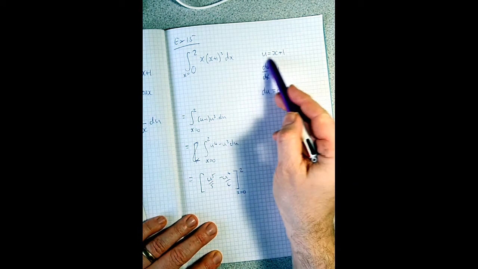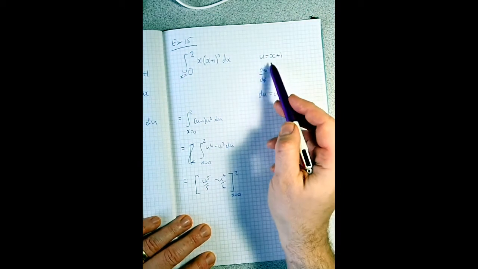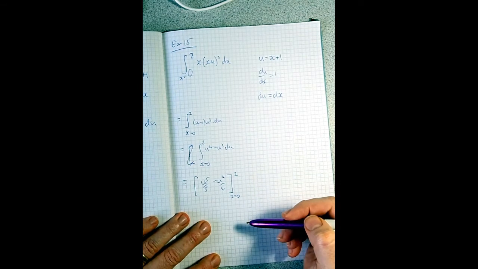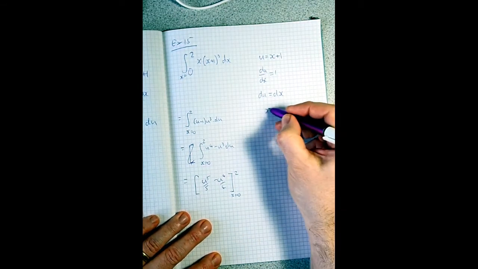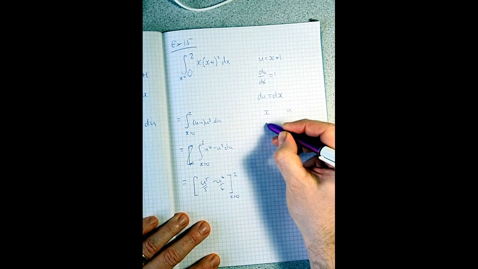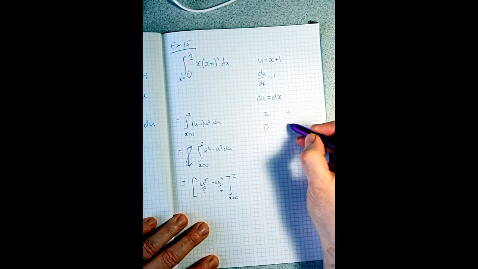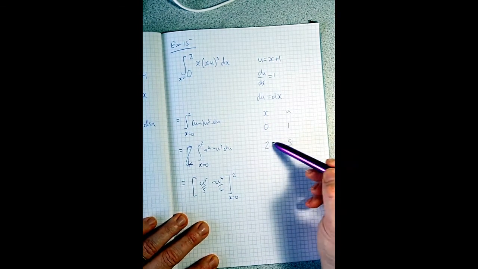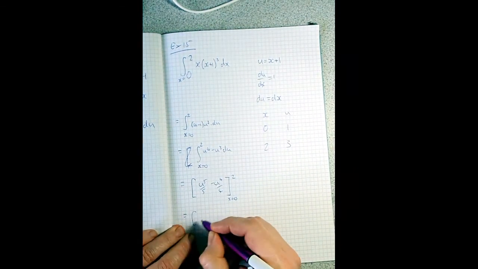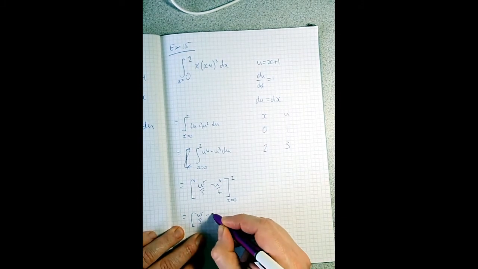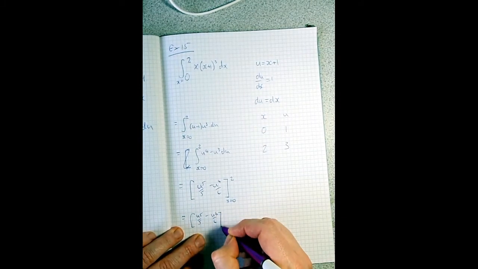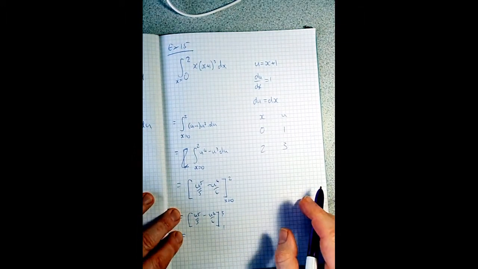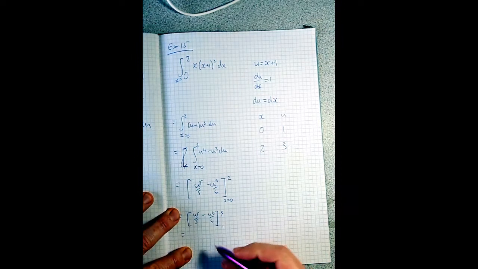Clearly, because it's such a simple substitution, it's easy to replace my x values with u values. If x is 0, u is going to be 1. If x is 2, u is going to be 3. So I'm going to replace my x values with u values because that seems to be the most sensible thing to do here. And then it's back to year 1 integration. Substitute in one, substitute in the other.